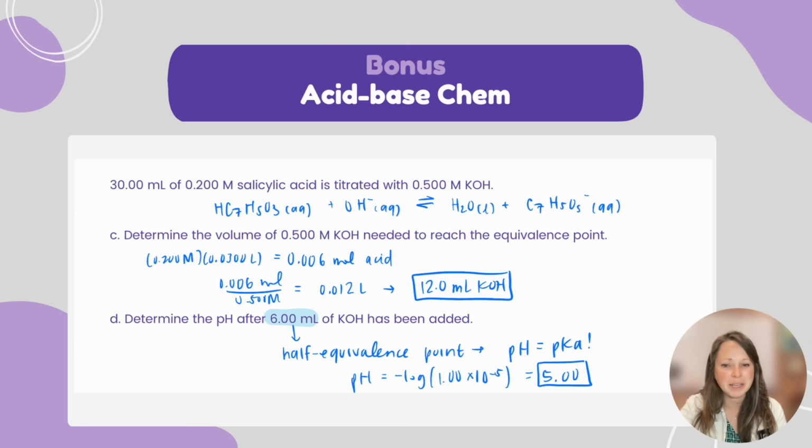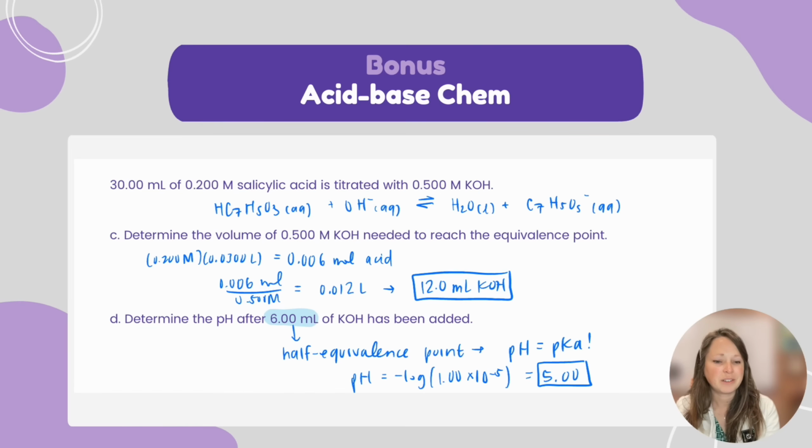This happens to be a 1-to-1 ratio, so we could use the molarity of the acid times the volume of the acid equals the molarity of the base times the volume of the base. But I encourage students to solve for moles of acid and then figure it out from there, just in case you have a 1-to-2 relationship. So we need 12 milliliters to reach the equivalence point.